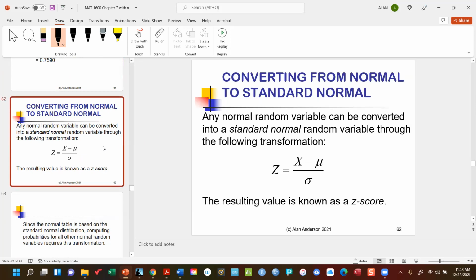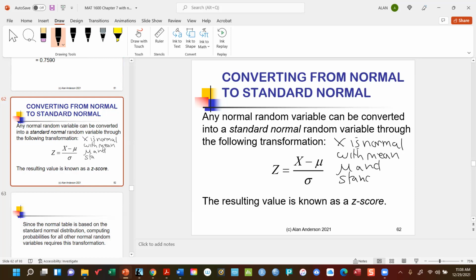Suppose that X is a normal random variable with a mean of mu and standard deviation sigma. Now, we'll, of course, supply those numbers. Then, in order to convert X into Z, look how easy this is. It couldn't be much simpler than that. And the number you get now is often referred to as a Z-score.